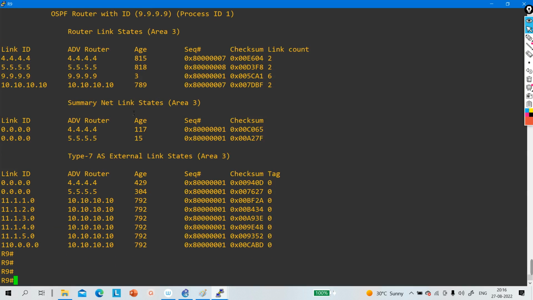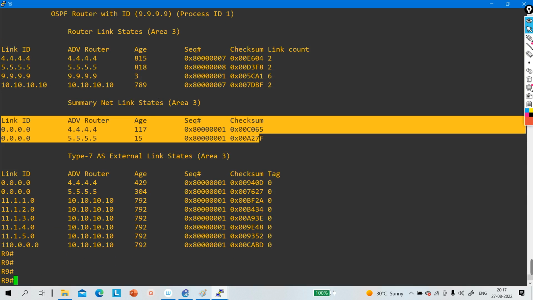There is no LSA 3. Now the ABR router will generate a default route in the form of LSA 3 in the NSSA area, in the totally NSSA area, right? So the totally NSSA area is used to filter LSA 3, LSA 4 and LSA 5. There is no LSA 2, no LSA 3, no LSA 4, right?